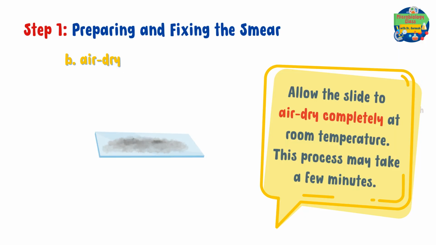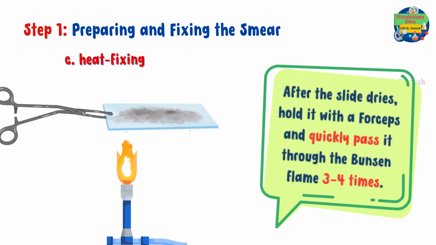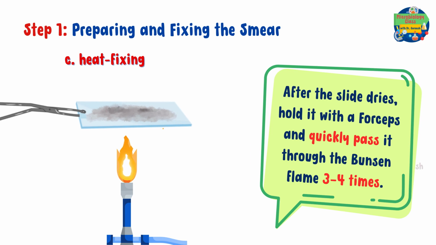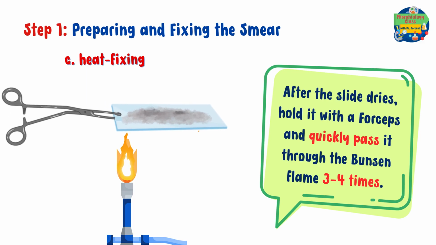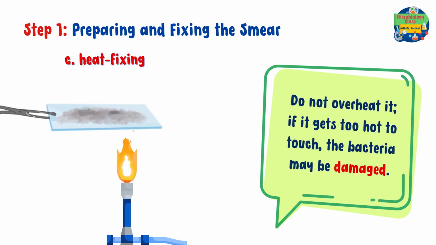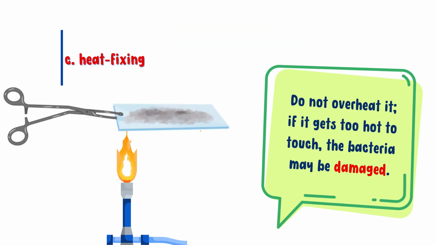Then allow the slide to air dry completely at room temperature. This process may take a few minutes. After the slide dries, hold it with a forceps and quickly pass it through the Bunsen flame 3 to 4 times. Remember, do not overheat it. If it gets too hot to touch, the bacteria may be damaged.